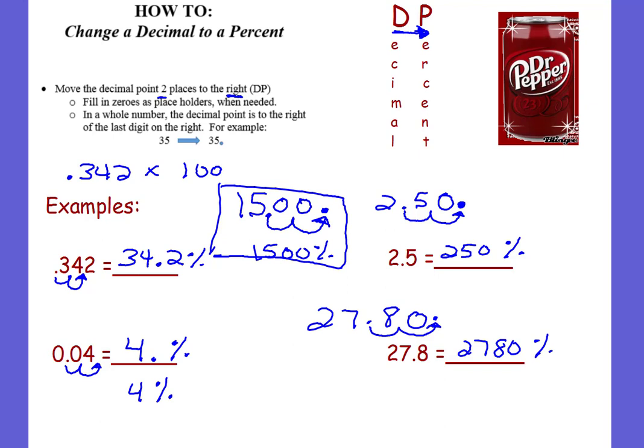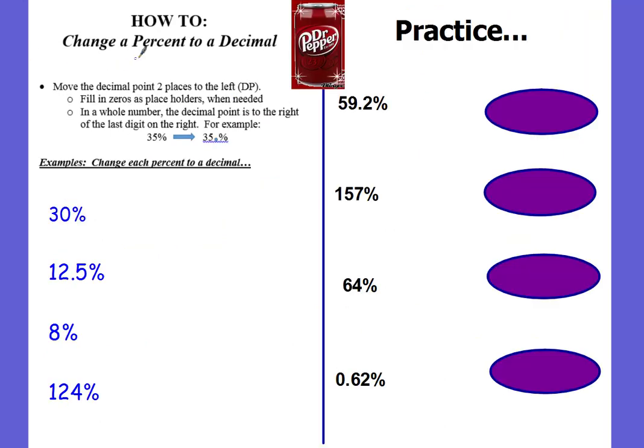Okay, now let's try percent to decimal. It's the same thing, except this time, instead of multiplying by 100 to change it to a percent, we've already done that, and we want to go backwards and change it back to a decimal, so we want to divide by 100. Or, using your DP, instead of moving 2 places to the right, you're going to move 2 places to the left. So you can move the decimal point 2 places to the left.